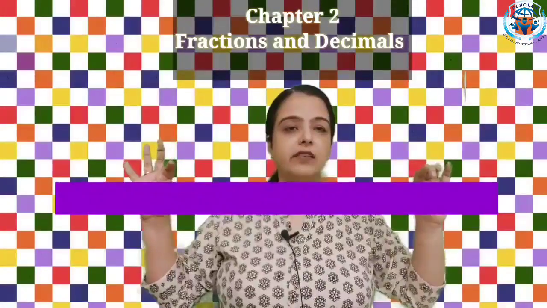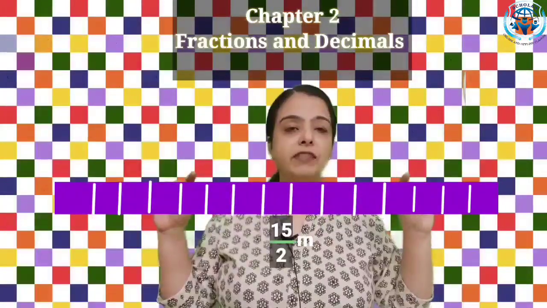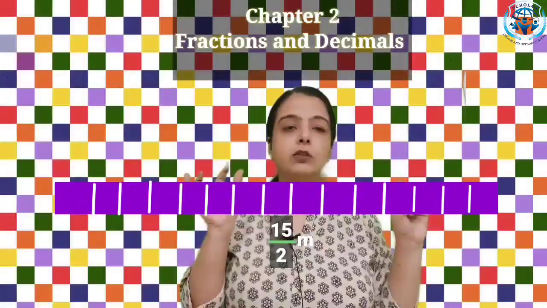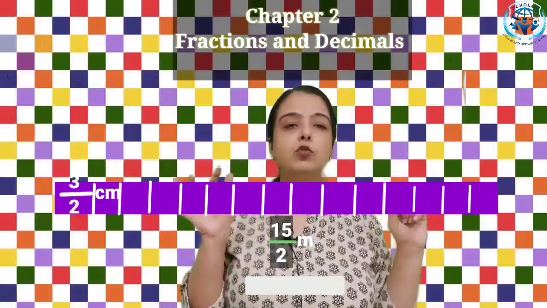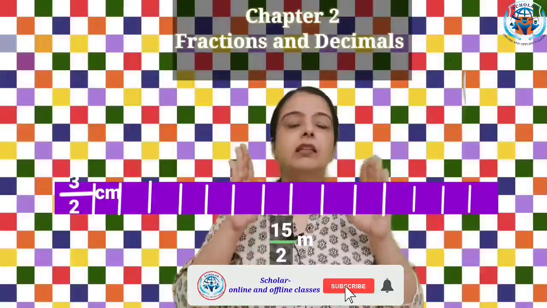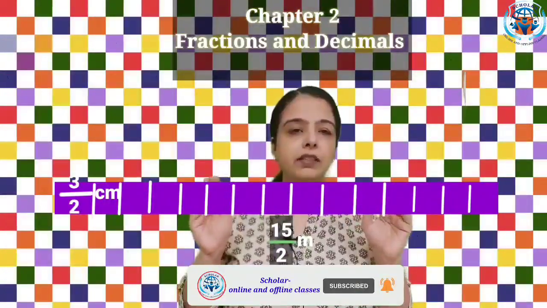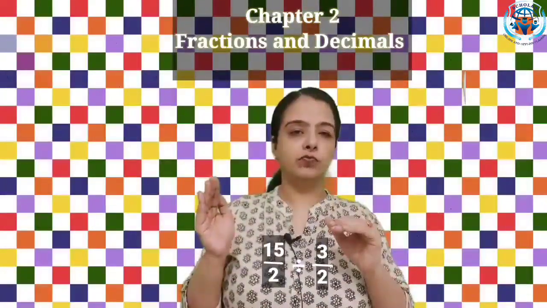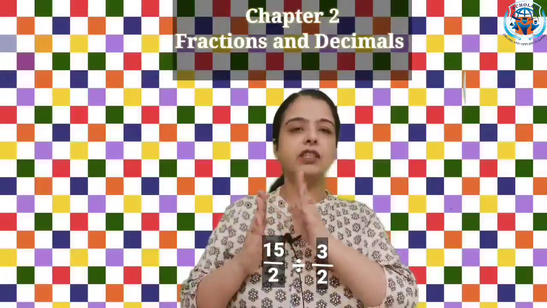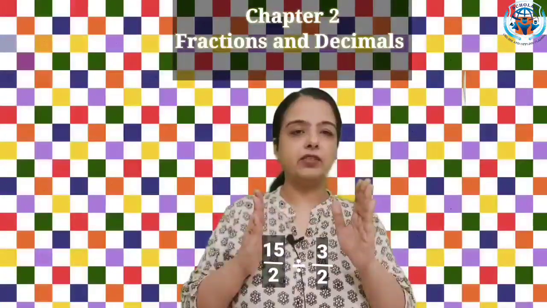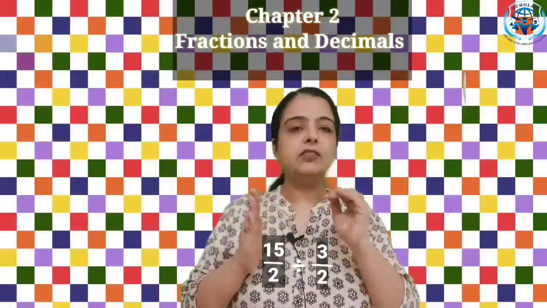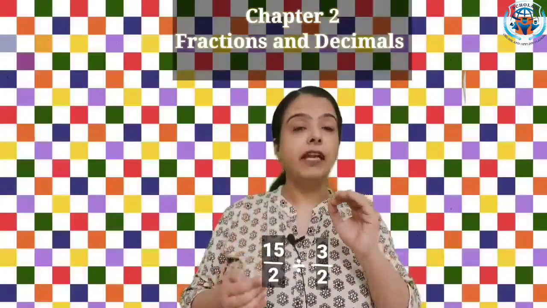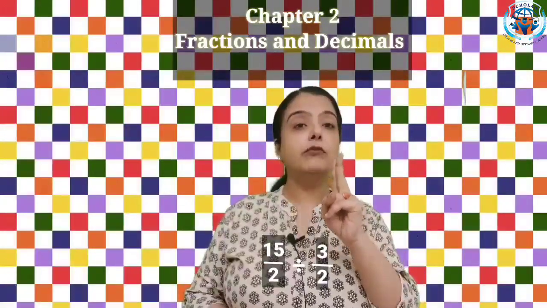If we divide a rectangular sheet of 15 by 2 meter into small parts of 3 by 2 centimeter each, then the number of parts is given by 15 by 2 divided by 3 by 2. That means one fraction is divided by another fraction. That means we need to know the way to divide two fractions.